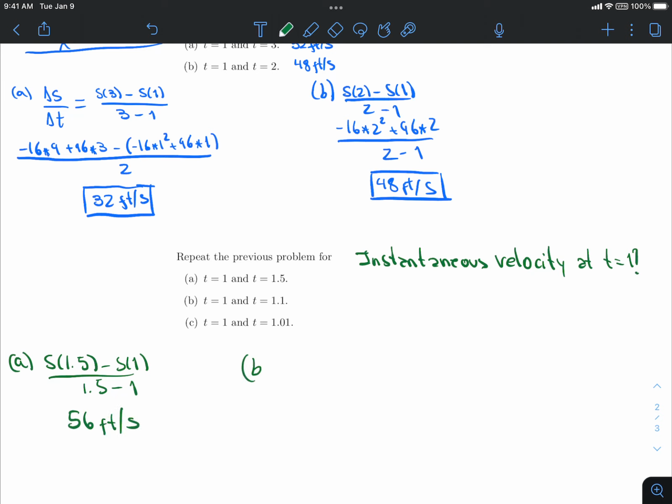What if you make it even smaller, right? From t equals 1 to t equals 1.1 seconds. So just a tenth of a second of interval. It's very, very small, right? Same thing: s of 1.1 minus s of 1 over 1.1 minus 1. Same exact calculation, but now with 1.1 instead of 1.5. That gives me 62.4 feet per second.